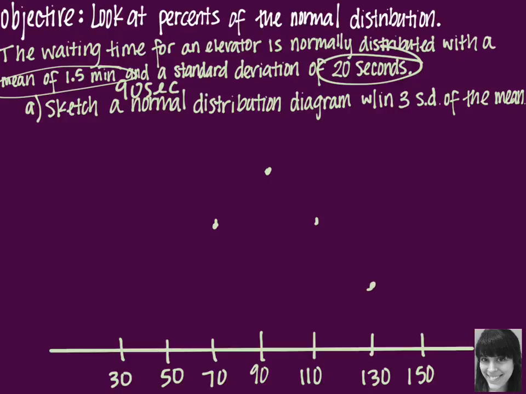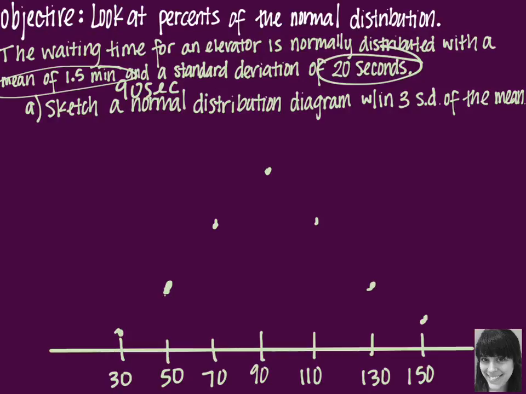And then as you get further away from the mean, your points need to get closer and closer to the x-axis. Because remember, within one standard deviation is 68%, so the majority of your area should be within one standard deviation of the mean. And then within 2 standard deviations of the mean, you get smaller. And then within 3 standard deviations of the mean, you should get really close to your graph.